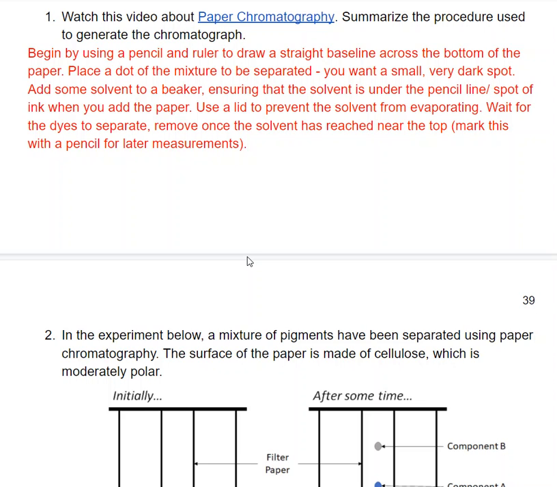We're going to put some solvent in a beaker, and then we want to put the paper into the beaker, making sure that that solvent level is below the level of our dot. Then we can put a lid on it to prevent evaporation. We're going to wait, and then we can remove it from our developing chamber once the solvent has reached near the top. And then what you're going to want to do is mark that with a pencil for later measurements.